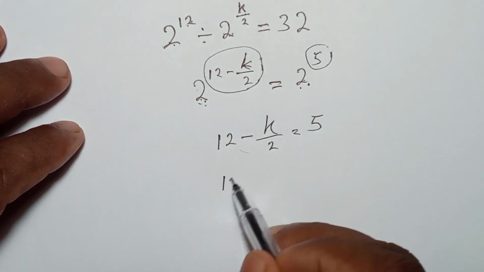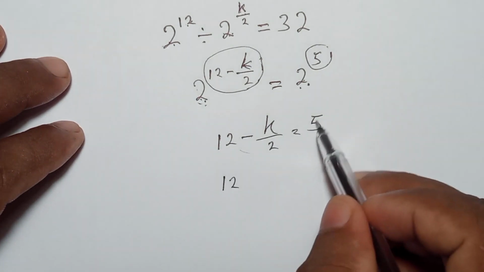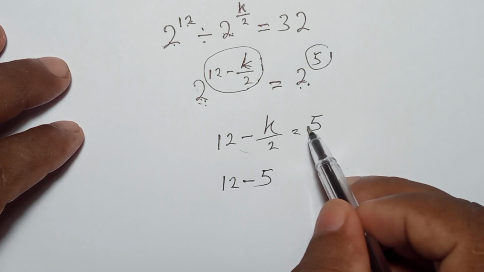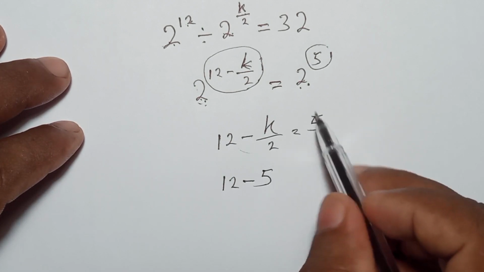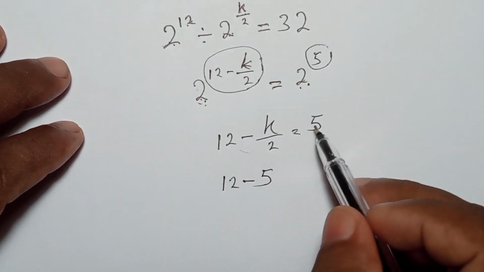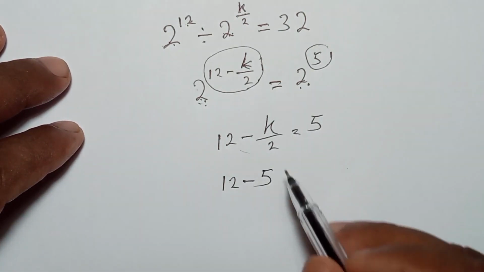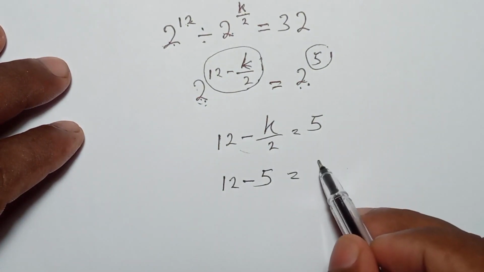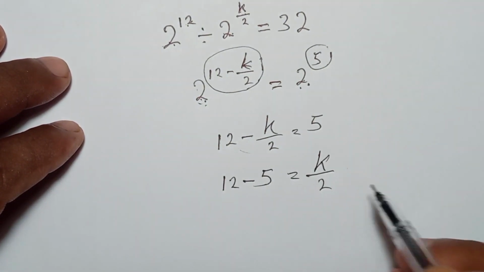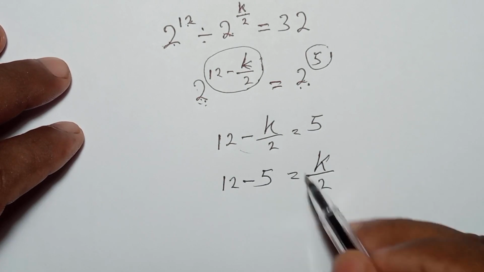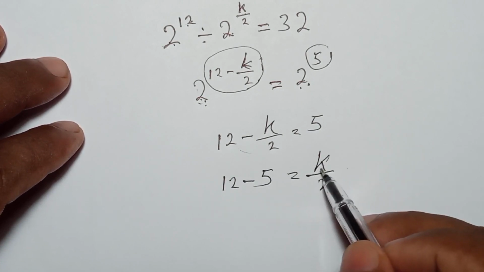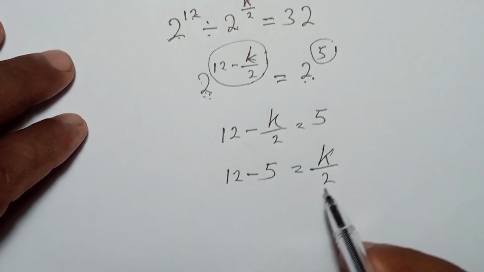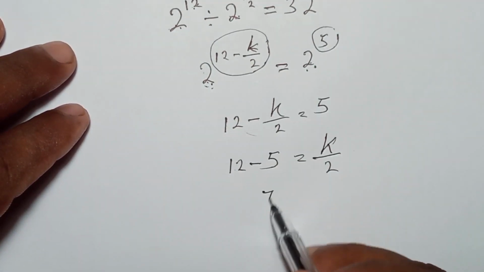But 12 will not change. 5, if I bring it to here, it will be minus 5, because here there's no sign, that means plus. So if 5 is brought to this side, passing the equal sign, it will be minus 5. And when I bring this minus k over 2 to the other side, it will be plus k over 2, right? Then there's no minus sign with the letter k. So the letter we need to make the subject has no minus sign. Now it's easy. 12 minus 5 is 7.